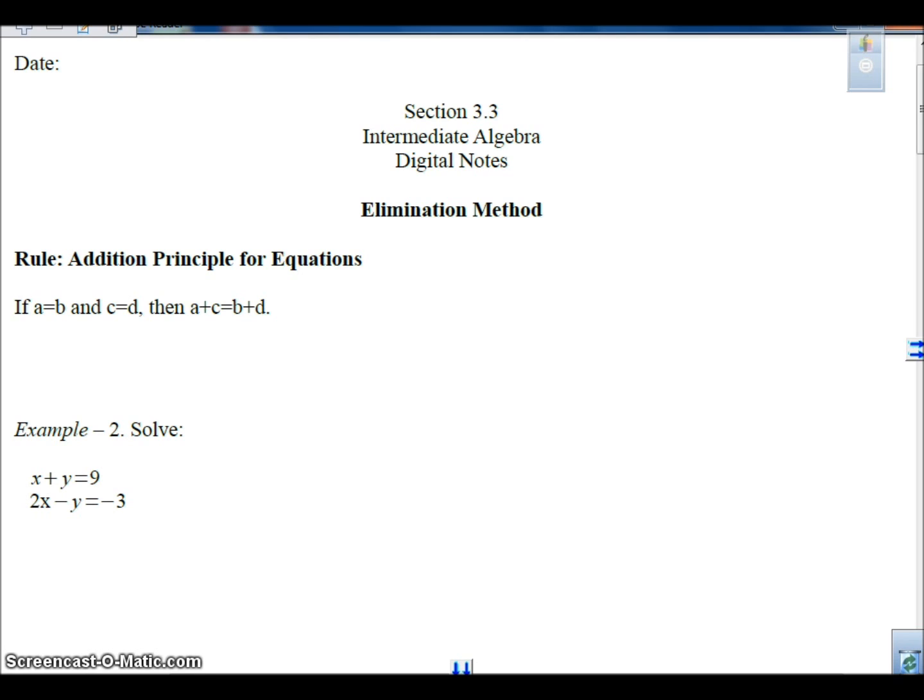Before we get started, I want to talk about this rule called the addition principle of equations, which states that if A is equal to B and C is equal to D, then A plus C has to equal B plus D. What we're doing there is taking these two equations, A equals B and C equals D. I know they might look like just two letters that are equal to each other, but they are representing any kind of equation. A is just the left-hand side of the first equation, and B is just the right-hand side.